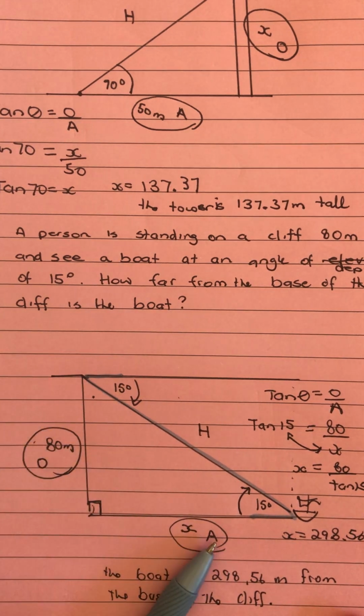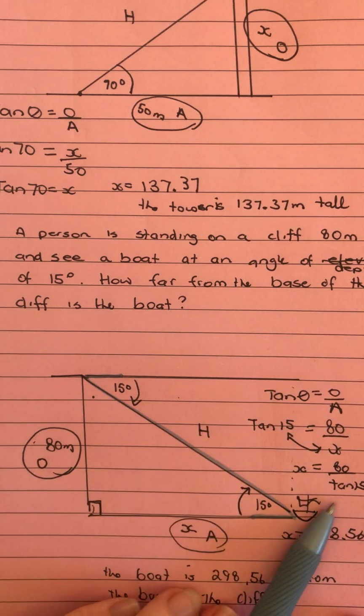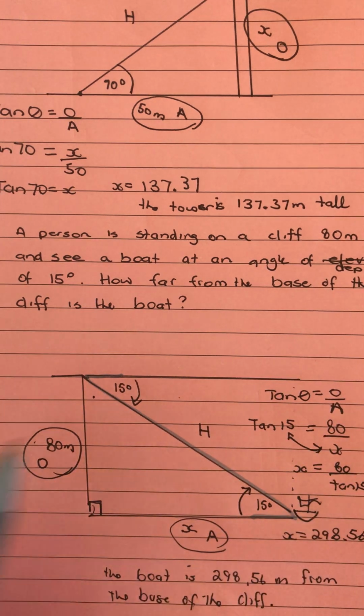Make sure you're labeling your triangle, writing your working out with what ratio that you're using, and just being careful where you're putting that angle. That's probably the key thing with these questions, is where you are putting that angle in your diagram.